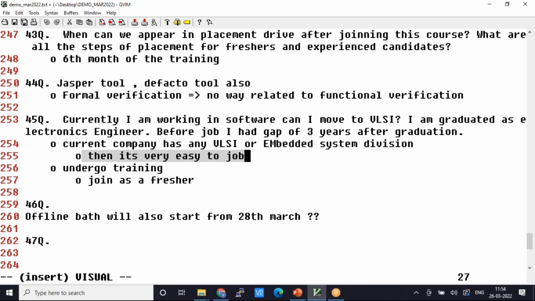Nobody is going to do so much background check. But if you are in a company where there is no VLSI, no embedded system, it's difficult to justify that. There, you may have to join as a fresher. But if you ask me what is the chance of my getting a job, you can still get a job. There is nothing like you can't get a job. It's all about the right effort and learning the skill set properly.